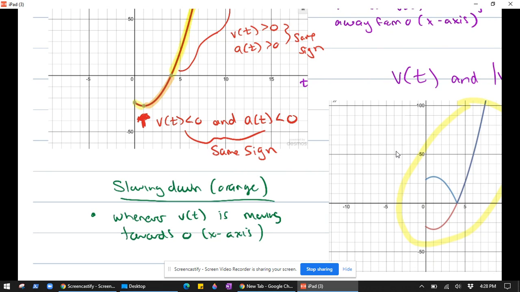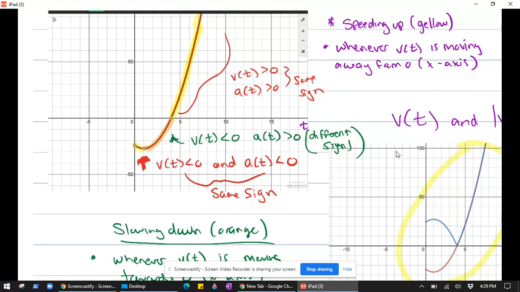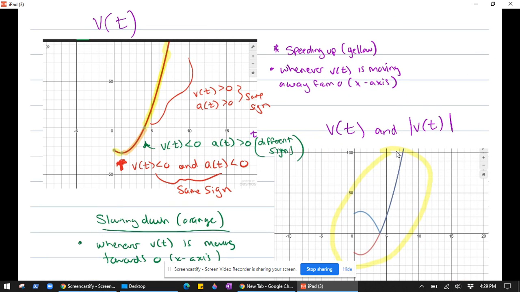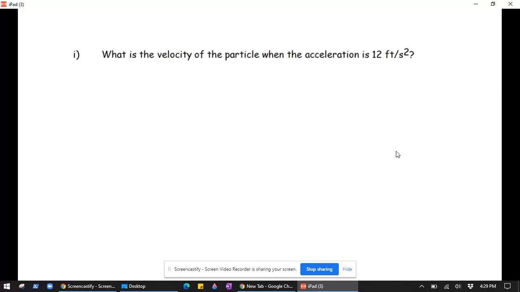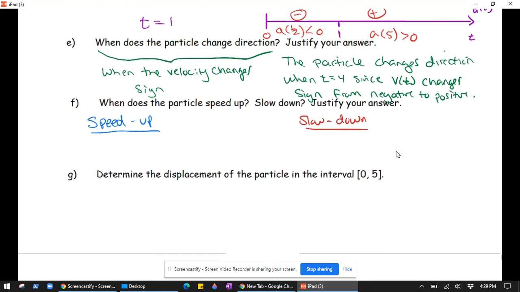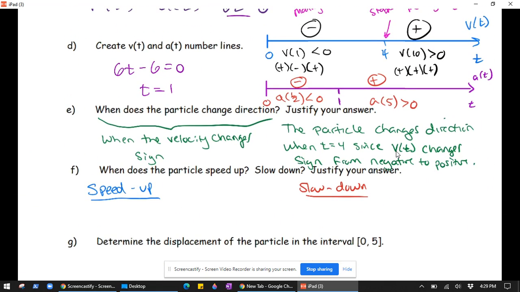Okay, but again, that means here, right? Notice that the velocity is negative, but it's increasing, meaning its derivative is positive. Okay, they have different signs. So slowing down means your acceleration and your velocity have different signs, and speeding up means they have the same sign. All right, so that was a little digression just to get us to understand what we need to do here if we don't have the graph in front of us.